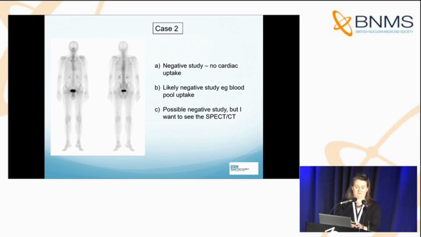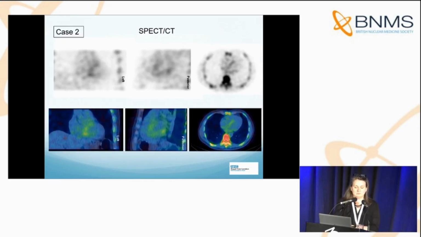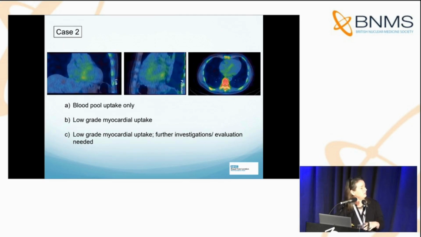Okay, great. So here's your SPECT-CT. So looking at the SPECT-CT, we're back to hands. Is this blood pool uptake only? Is there low-grade myocardial uptake? And is there, better statement, low-grade myocardial uptake and further investigation or evaluation is needed? That's great. Okay, so we've got slightly atypical, but it's definitely following the outline of where you'd anticipate the myocardium to be, and it's not sort of central chamber left ventricle.